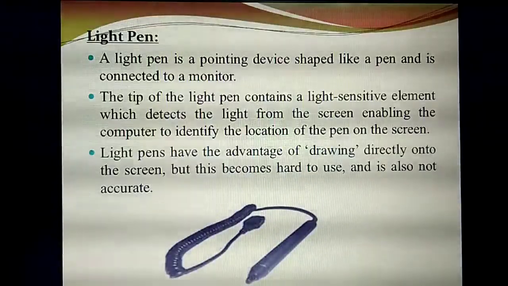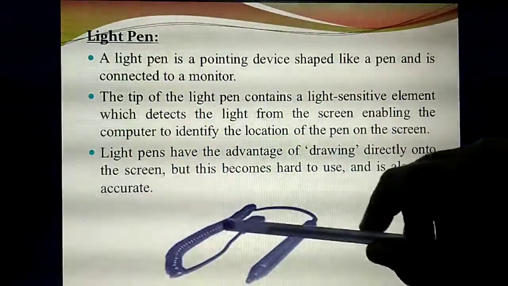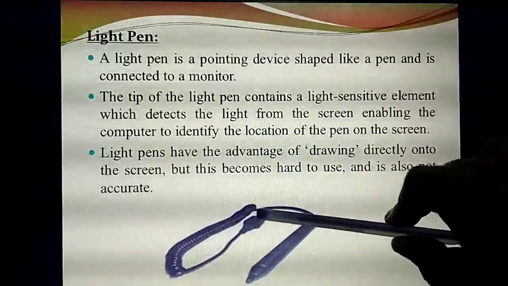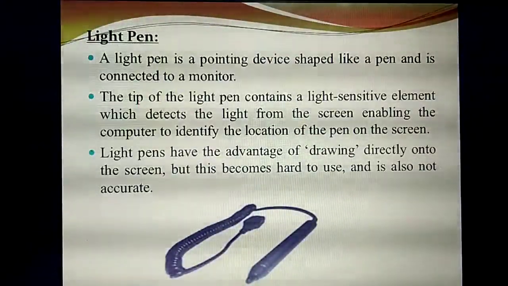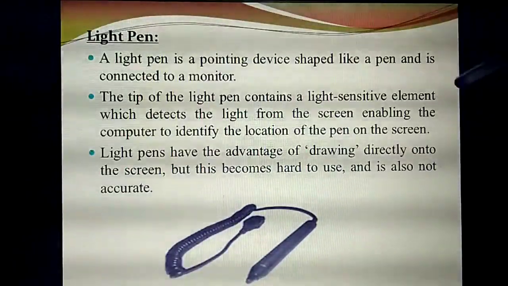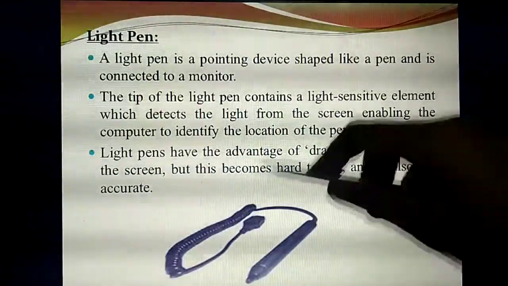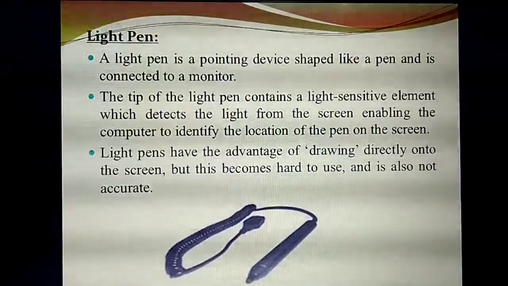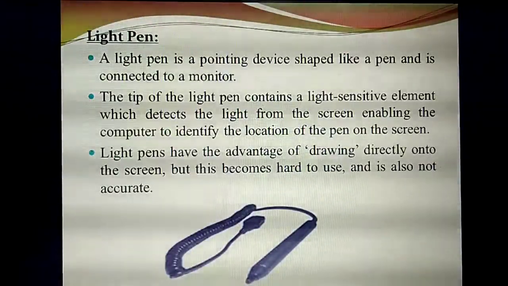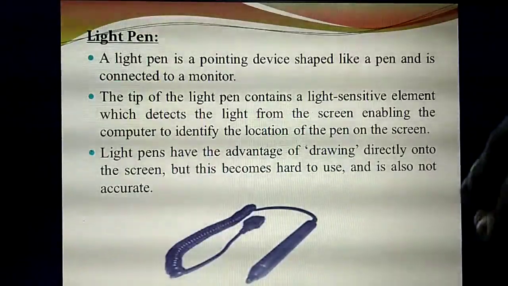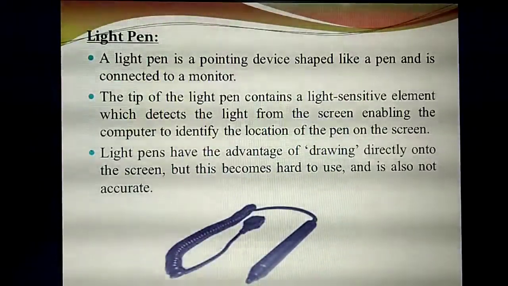A light pen looks like a pen-like structure. At the end one cable is there; you need to connect this cable to the computer. When you are writing something on the screen, at the end tip one pointing device is there. From that pointing device light will come, and through that light it sends the signal so the computer can identify you are writing something on the screen. Understand?